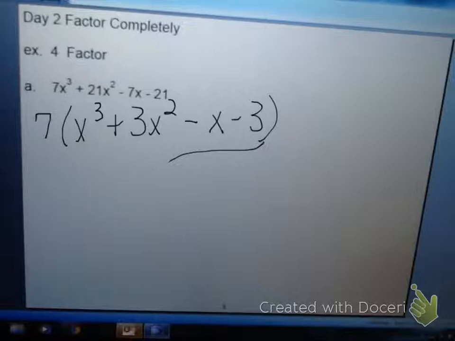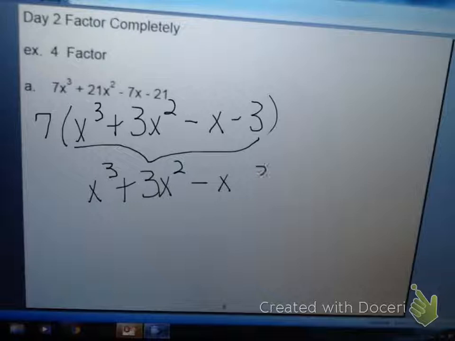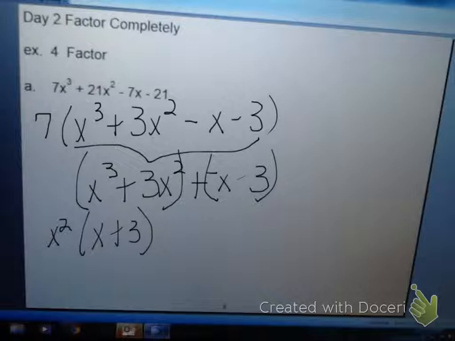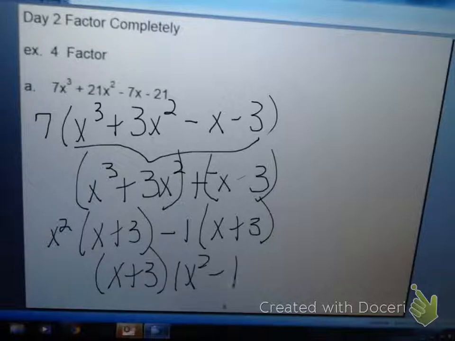So what I would suggest you do is rewrite it with just the polynomial that's in the parentheses, ignoring the 7, and factor by grouping, where you group the first two, group the last two. Your GCF is an x squared, and you get x plus 3. Here, you don't have a GCF, you have to factor out a 1, but because the first term is a negative, you have to factor out a negative 1, and you get x plus 3. Now you have x plus 3 times x squared minus 1. Now bring down the 7.